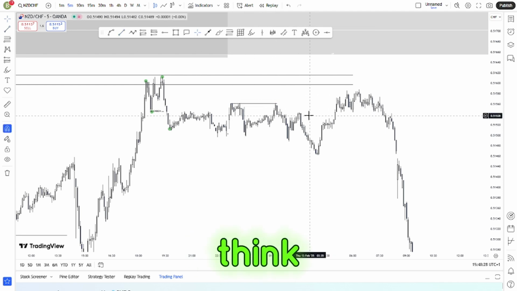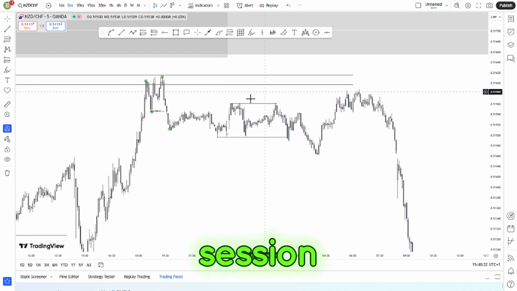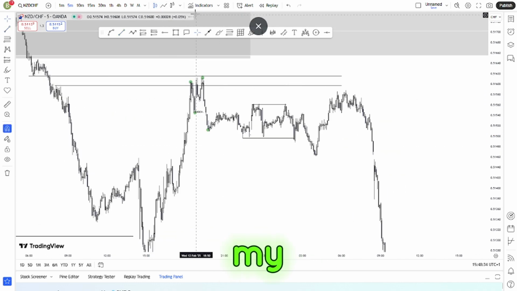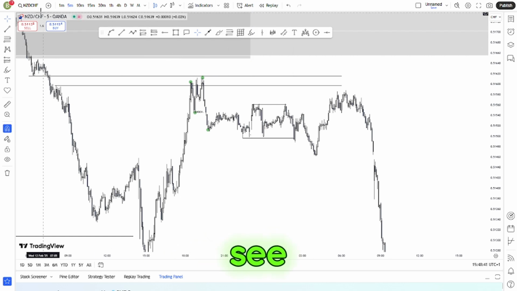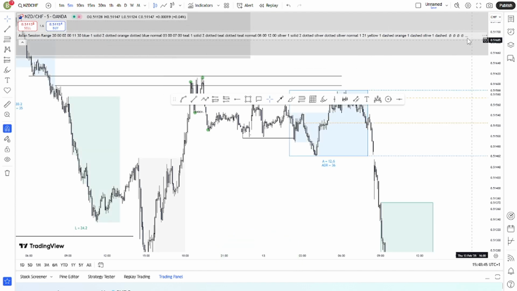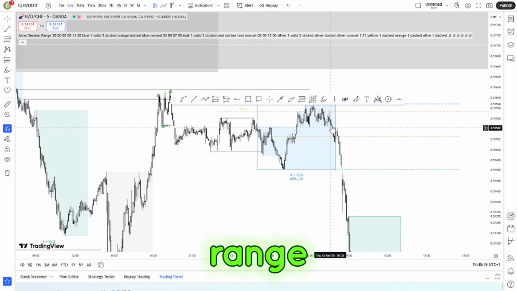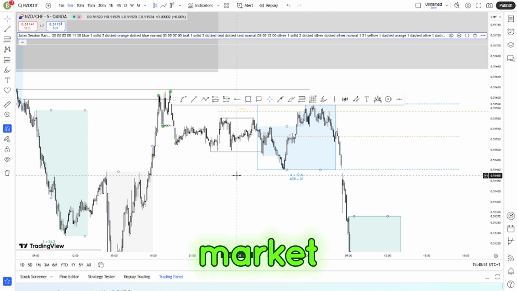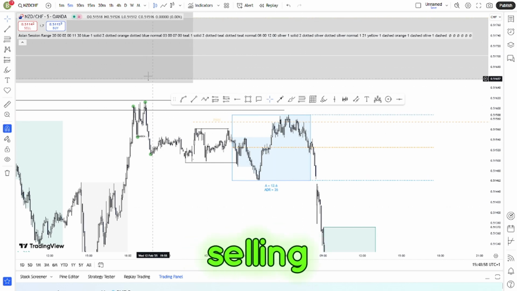Now, I think these were sessions, the Asian session range around this point. Let me just check if I have my FX session range. So as you can see right there, yeah, as you can clearly see, this was the Asian session range around that point. So that is why the market gave us this nice liquidity here. So the liquidity got taken out, then that is when the market gave us some nice selling opportunities.